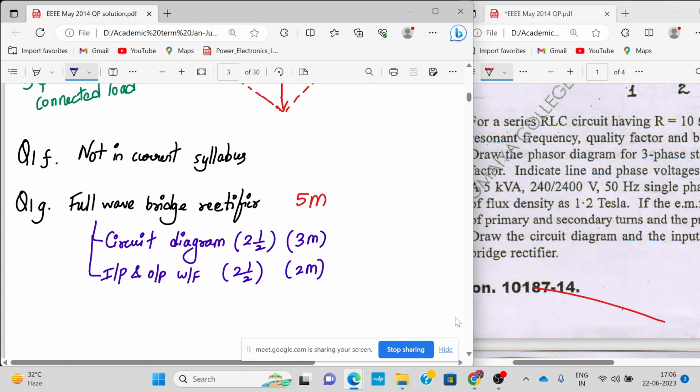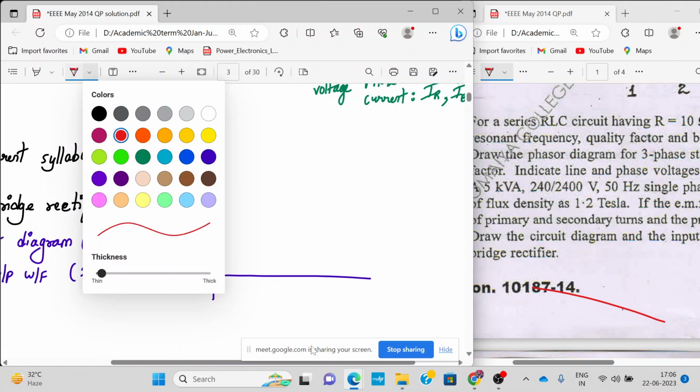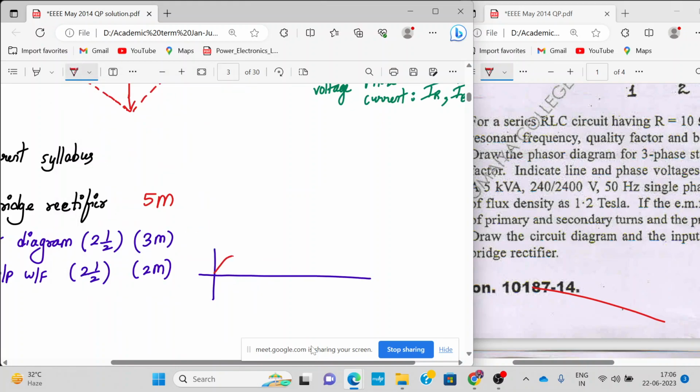So if you draw the correct circuit diagram of a full wave bridge rectifier, you will get around 3 marks, and input output waveform 1 mark each. Is that clear to you? I hope you remember, you have not forgotten how the waveform looks like, right? The input output waveforms. Let me just jog your memories.